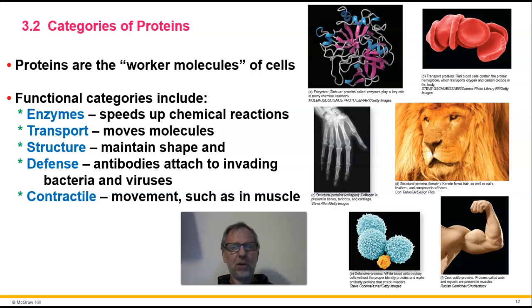Another example of a structural protein on your slide is keratin, and keratin is what makes up hair. So there's a photograph of a lion with a bunch of hair coming off its head. That hair is made of keratin. So are our fingernails made of keratin. It's a very tough, strong structural protein. And the last ones listed here, no, there are 2 more.